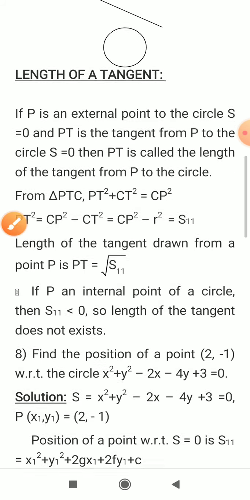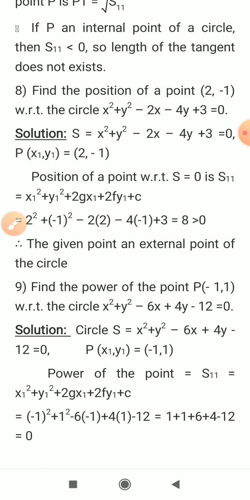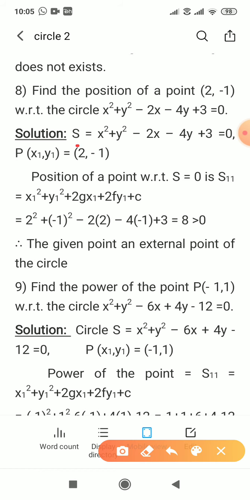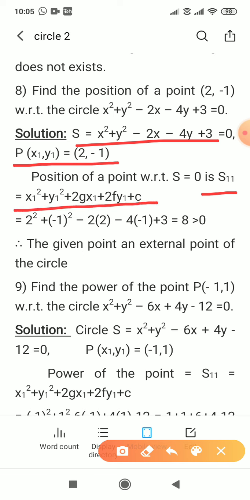The first one is: find the position of the point (2, -1) with respect to the circle x square plus y square minus 2x minus 4y plus 3 is equal to 0. To find the position of a point, we find S11. First, we let the given circle equation be S. Let the given point be (x1, y1). The position of a point with respect to S equal to 0 is found by S11. What is the S11 notation? x1 square plus y1 square plus 2gx1 plus 2fy1 plus c.